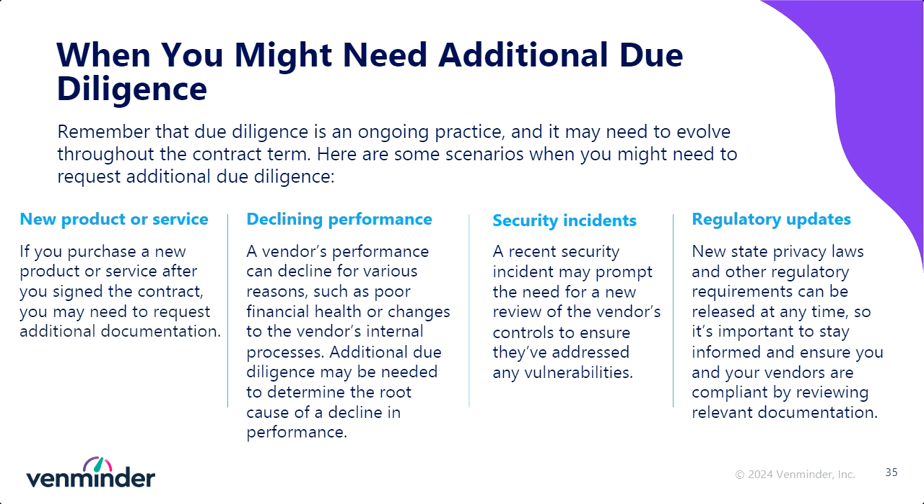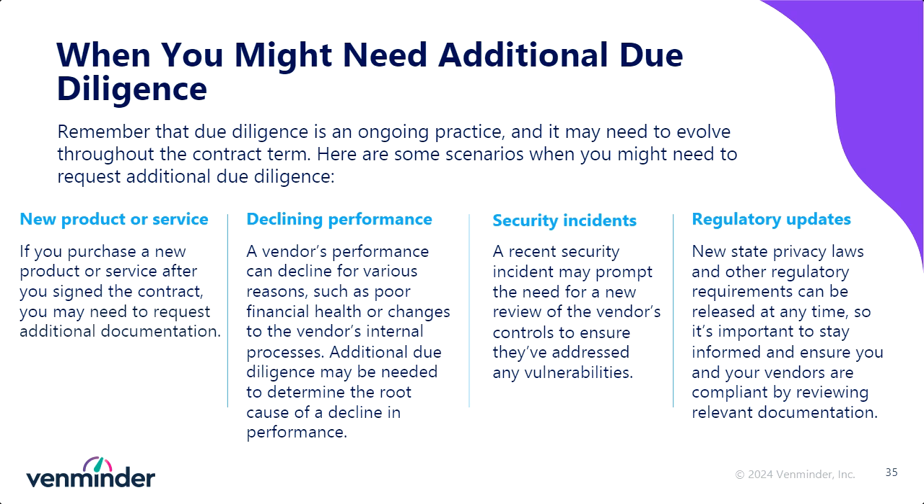A decline in performance would be another situation to request due diligence. A vendor's poor financial health could be the cause of the performance issues because they had to lay off staff, but the only way to really investigate it is to review additional due diligence, like their financial records or internal processes. And these are items you already reviewed during onboarding, but you would need to review them again after you sign the contract.